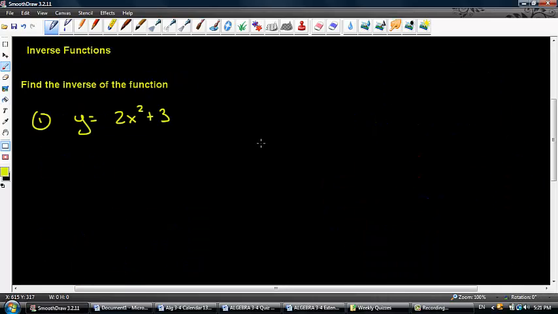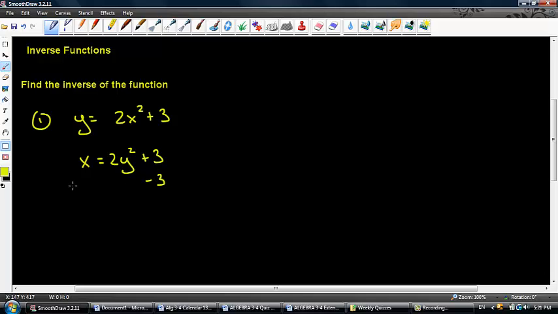Alright, the next topic is going to be inverse functions. That's going to be showing up on your quiz tomorrow. The first thing they're going to ask you to do is find the inverse of the function. In order to find the inverse of a function, what you do is you switch x and y, and then you solve for y.